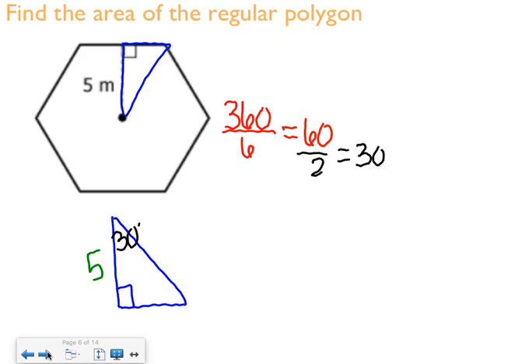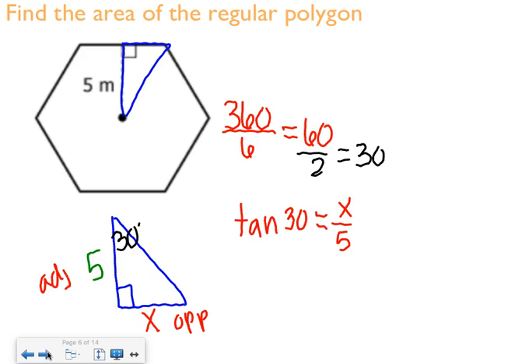Okay, so now we need to find this side length. You can either use trig or special right triangles, whatever you want to do. What do you want to use? Trig. Okay. So with respect to 30, what side is this? Opposite. What's 5? Adjacent. What trig function uses opposite adjacent? Tangent of 30 equals x over 5.